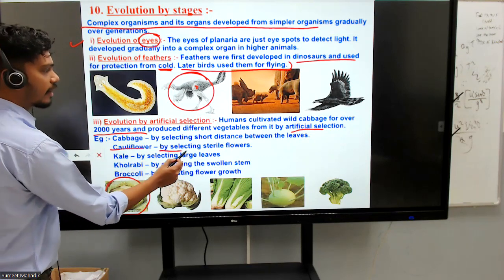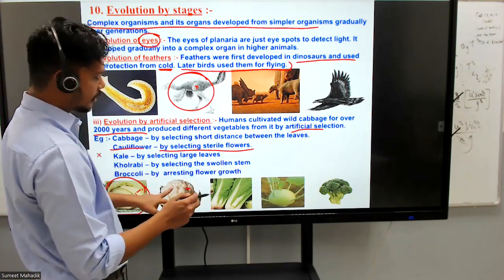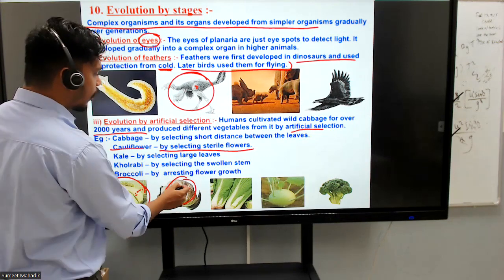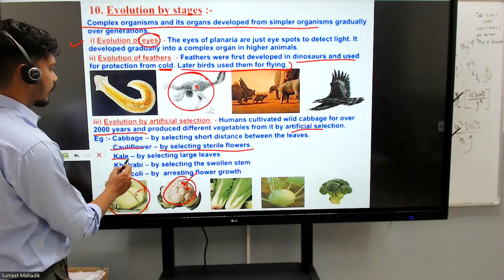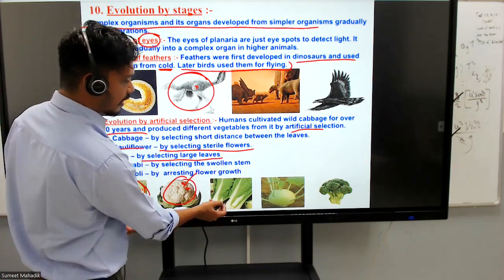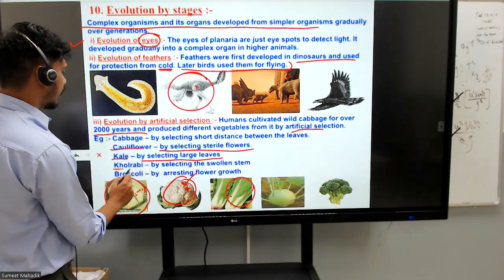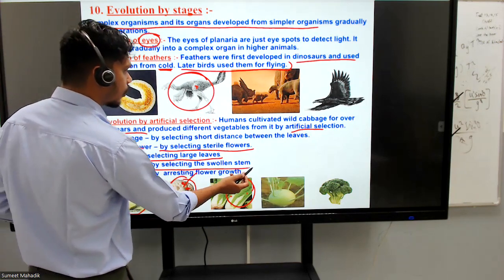So cauliflower by selecting sterile flowers. This is a flower only, and we don't want it to get fertilized. Why? Because we want to eat it. Then by selecting the large leaves, kale is what? Large leaves. Then this by selecting the swollen stem.